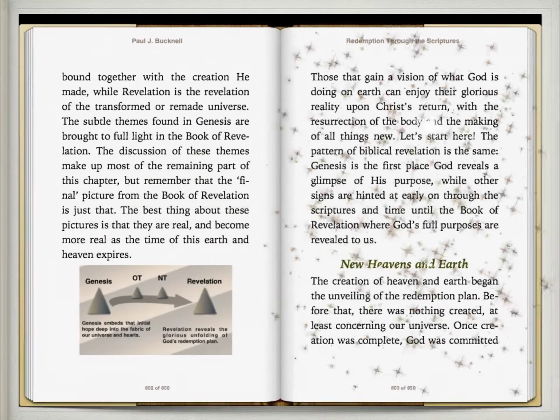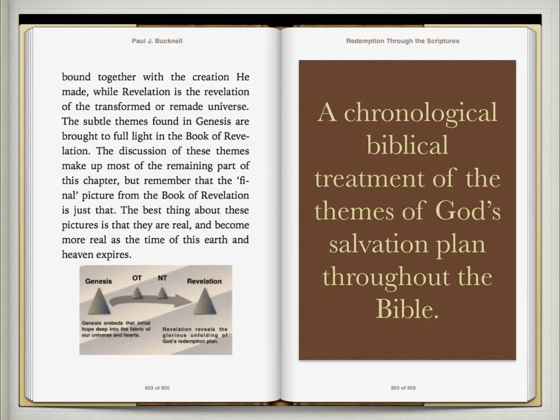Let's take a look at some pictures within this book. We mentioned that it's a chronological development. We go from Genesis, Old Testament, New Testament, Revelation. So each chapter tries to highlight different points that develop. So we take a theme and we develop it all the way through the Scriptures. It's a wonderful way to grab hold of the whole Bible and put it together. So it's a chronological biblical treatment of the themes of God's salvation plan, His redemptive plan throughout the Bible.